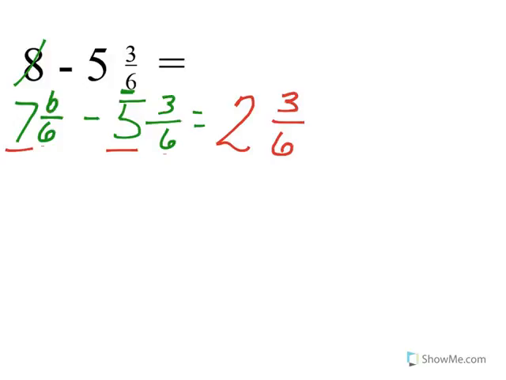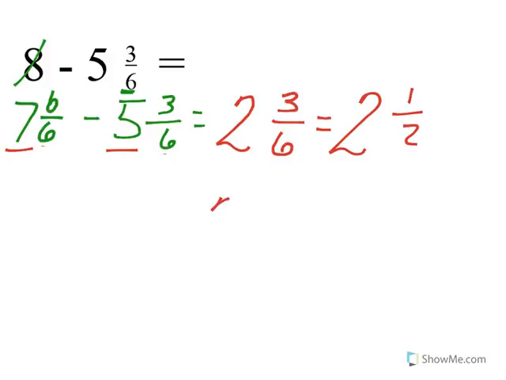And we've had a lot of practice on this, so students may be able to look right at this and know that 2 3/6 is the same as 2 1/2. We know when the numerator is exactly half the size of the denominator, or 3 times 2 is 6, or 3 plus 3 is 6, that means that that's equivalent to 1/2.